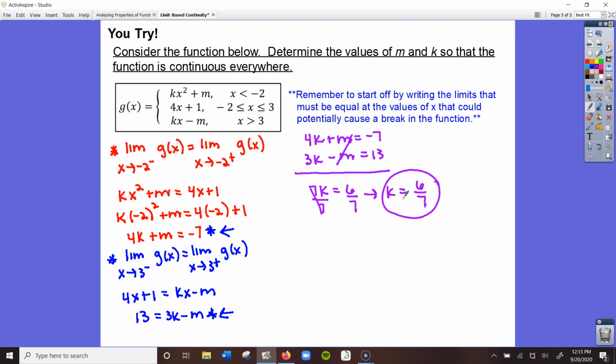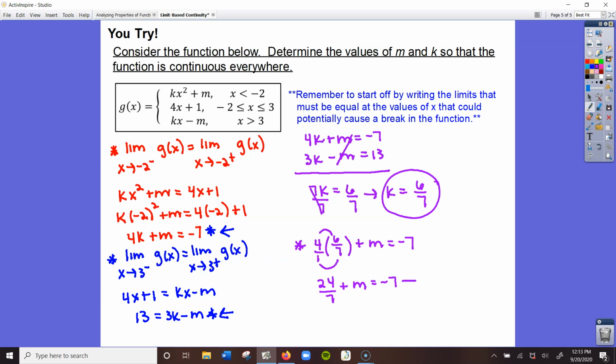Now that you have k, you can plug k into any original equation to solve for m. So I'm going to go ahead and just plug it into the 4k plus m equals -7. So 4 times 6 over 7 plus m is equal to -7. When I multiply 4 times 6 over 7, remember it's numerator with numerator, denominator with denominator. This is 24 over 7 plus m is equal to -7.